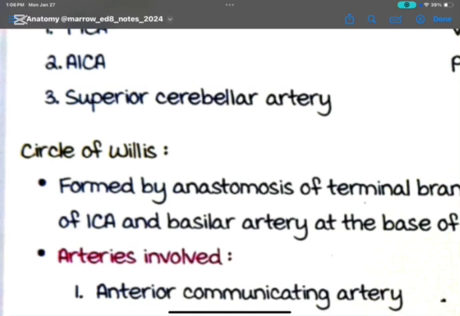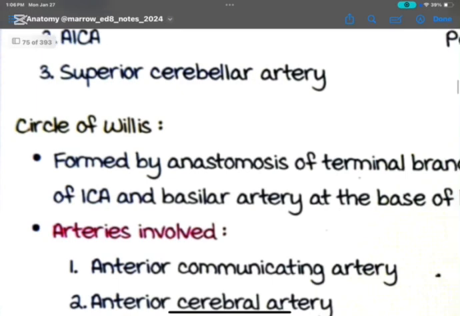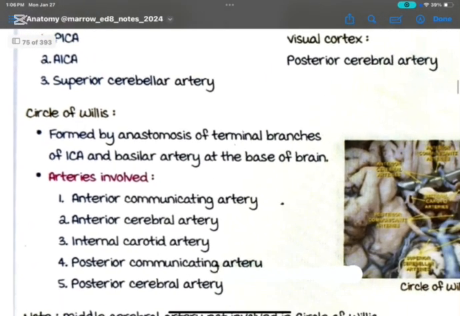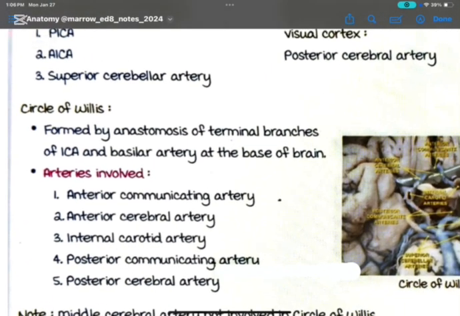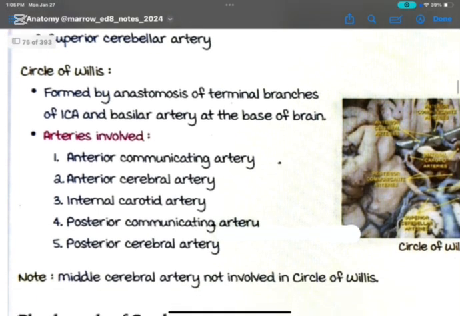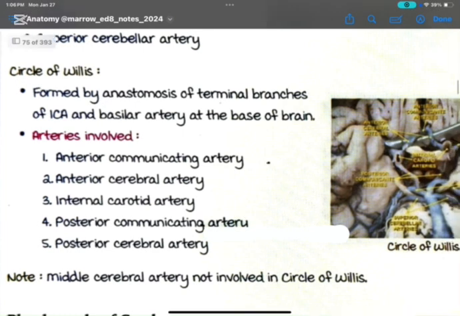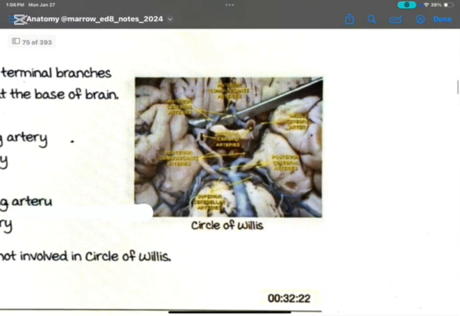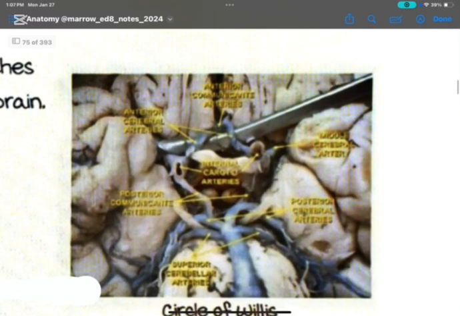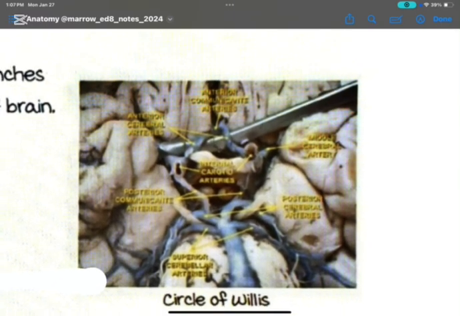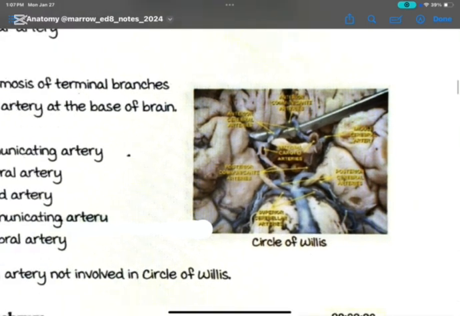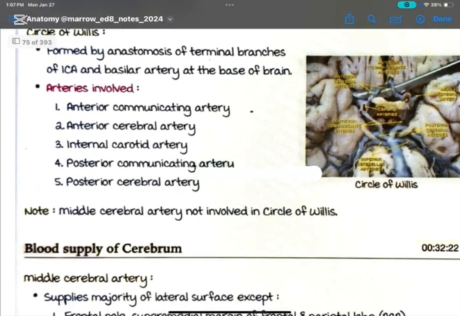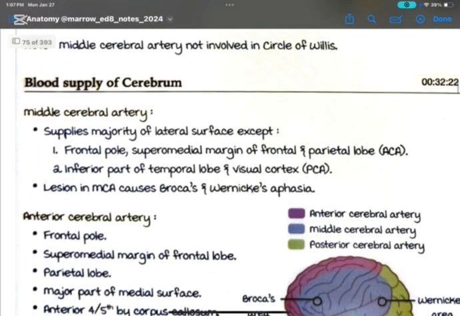Circle of Willis. Formed by anastomosis of terminal branches of internal carotid artery and basilar artery at the base of brain. Arteries involved: anterior communicating artery, anterior cerebral artery, internal carotid artery, posterior communicating artery, posterior cerebral artery. Here is the circle of Willis, the base of the brain. Middle cerebral artery is not involved in circle of Willis.